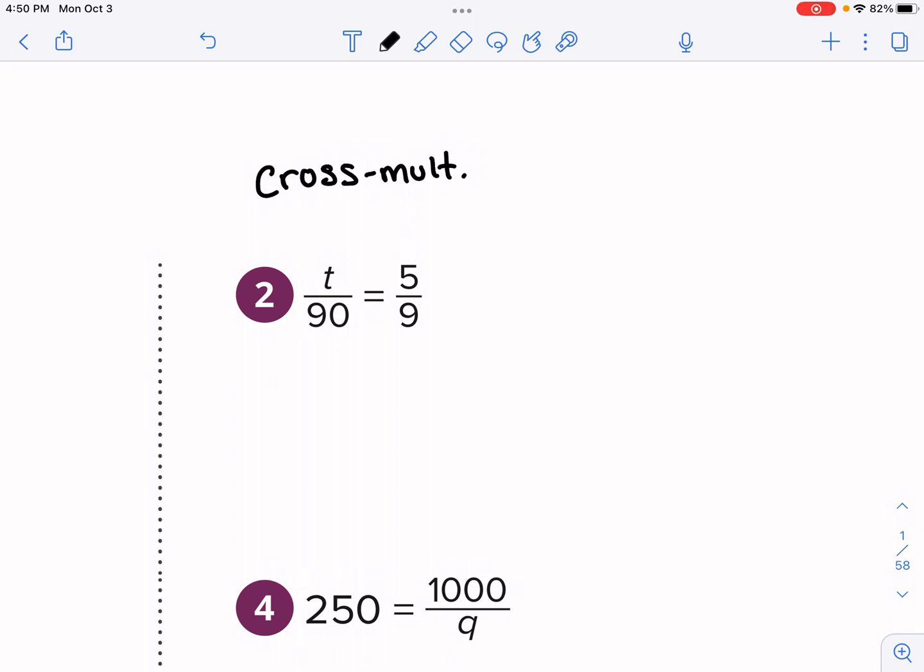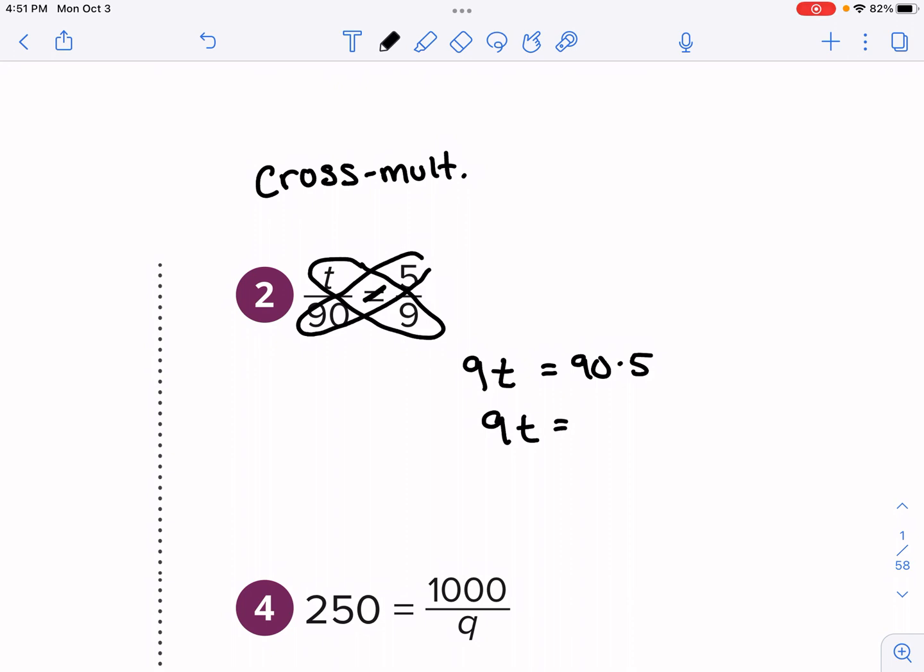Okay, so in order to figure this out, we're going to multiply here and we're going to multiply here. And we're going to have an equation that we solve from there. So let's use this one first. 90 times 5. Actually, we'll write this out. We'll do 9 times t and 90 times 5. If you multiply this, 9 times t is just 9t. And 90 times 5, think about 9 times 5. That's 45 and then add a 0, so 450.